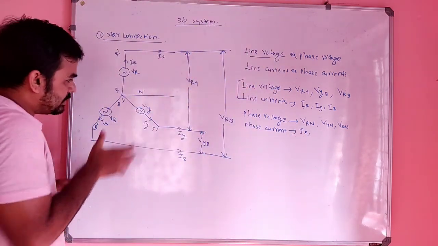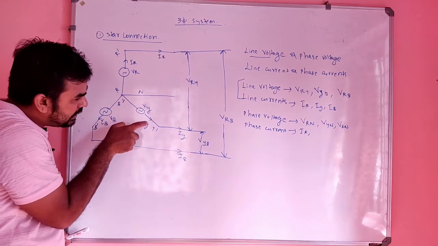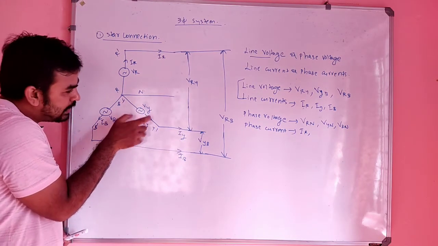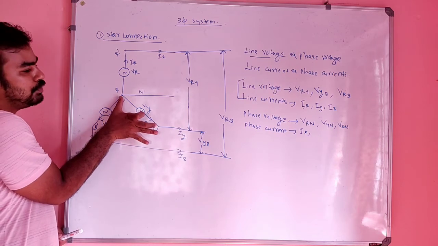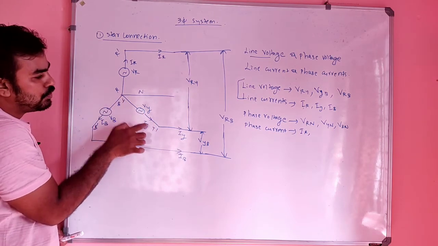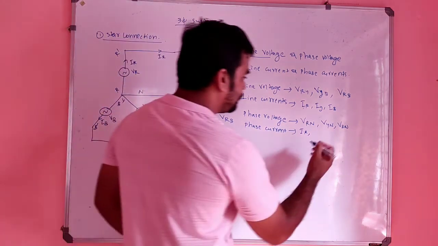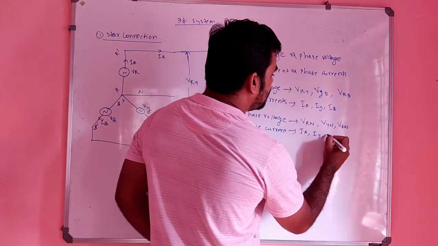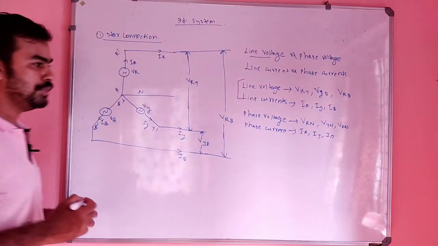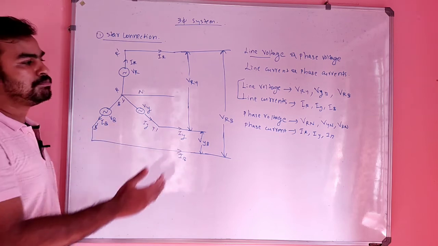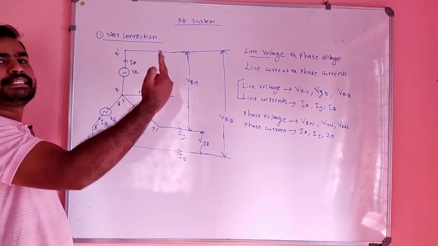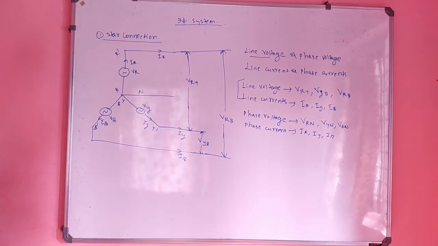This is the Y phase. So the current in this phase is IY. Phase means up to this, no? Up to this you can consider as a phase. So IY is the phase current. Similarly IB also. So phase currents means the currents in each phase are represented as phase current.